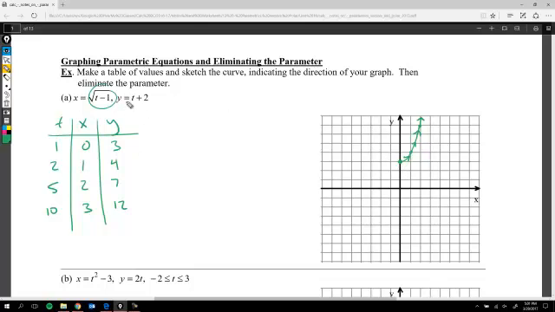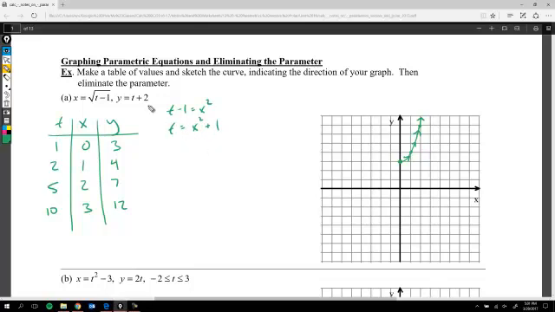Okay, second thing I want to do is eliminate the parameter. So what I need to do is solve for t in some capacity. Now it doesn't matter which way you do it. You could solve for y or x. I could do it for both. So if I wanted to solve for x first, use my x equation to solve for t. I'm going to square both sides, so I get t minus 1 equals x squared. So t equals x squared plus 1.